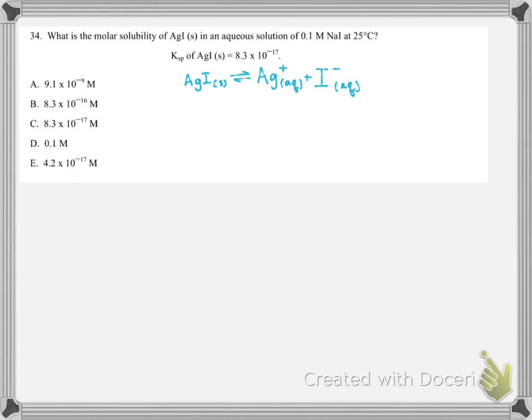For number 34, you can figure out the molar solubility of AgI in an aqueous solution of 0.1 molar NaI. And they give us the KSP, so I've written out the KSP expression here. And we know that the value will correspond to the concentration of Ag plus times I minus. And so the molar solubility that we're looking for is really going to be like the X from the ice table. So we can go ahead and set up our ice table.